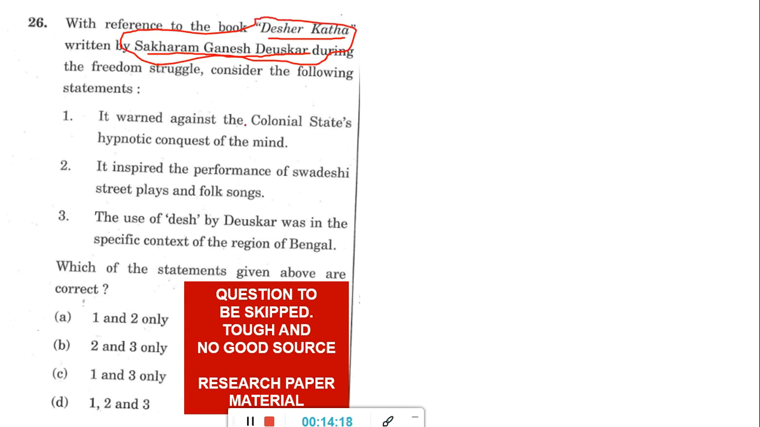So it warned against the colonial state's hypnotic conquest of the mind. It inspired the performance of Swadeshi street plays and folk songs. The use of Desh by Deuskar was in the specific context of the region of Bengal. Meaning, whether he is mentioning just Bengal or whether it is India he is mentioning. That kind of detailed question, that too about research paper material, UPSC has asked. So you should ideally skip it. Because options are also 1 and 2, 2 and 3, 1 and 3, you have to know all the 3 statements, else you cannot do this. Else you should eliminate one, but you cannot eliminate anything here.